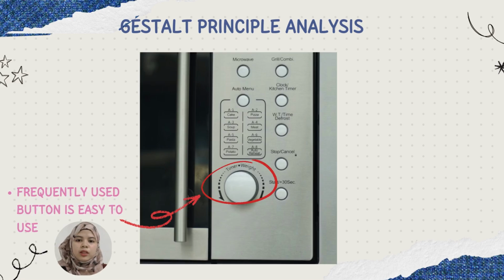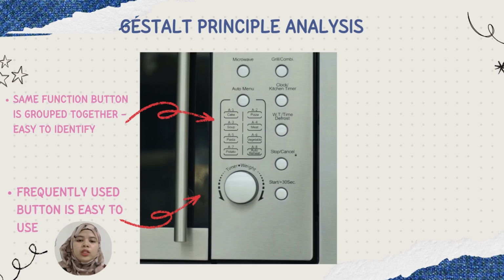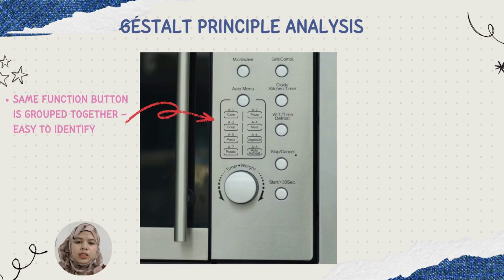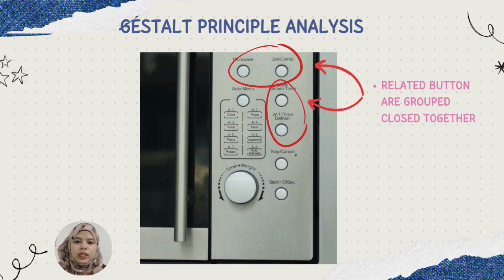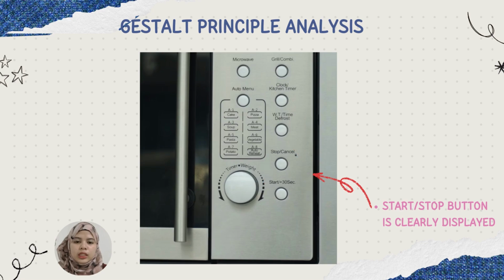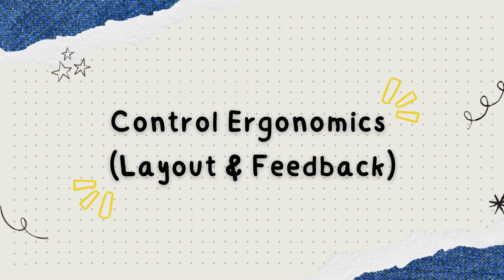Next is using Gestalt principles on the microwave. The frequently used buttons must be easy to use. The buttons are grouped by function to make them easy to identify. Related buttons are grouped closely and the start and stop button is clearly displayed. This will improve usability and reduce confusion for the user.